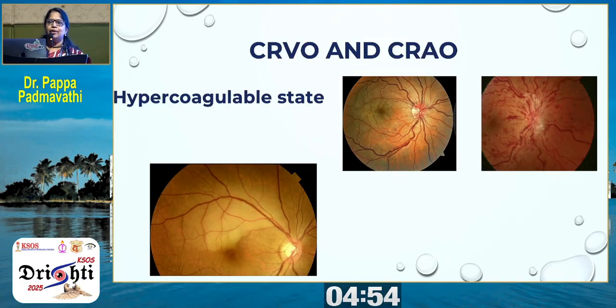Because of the hypercoagulability in COVID patients, major vascular accidents are common, like CRVO and CRAO. Even vaccinated individuals can have these kinds of vascular accidents. The third picture shows a supratemporal branch retinal artery occlusion. It is seen in a vaccinated person, not an infected person.